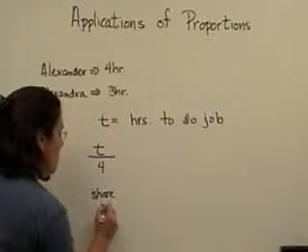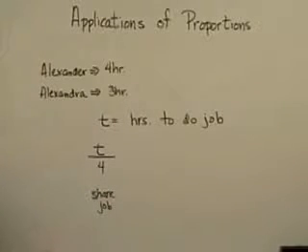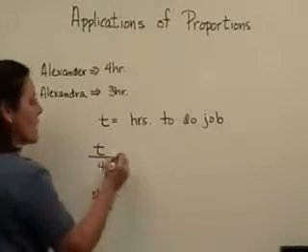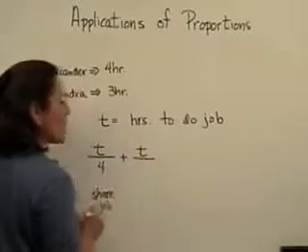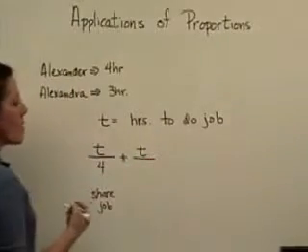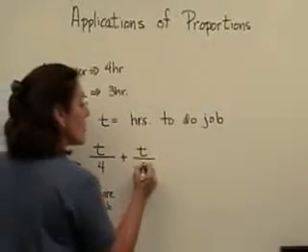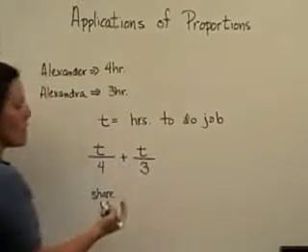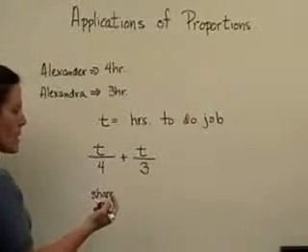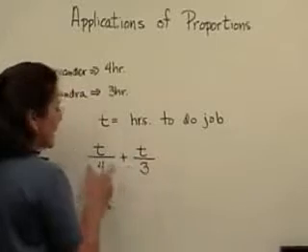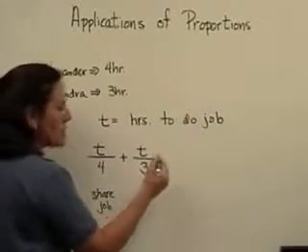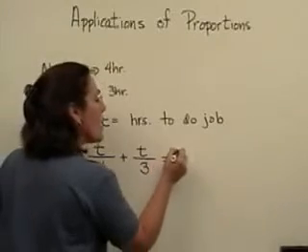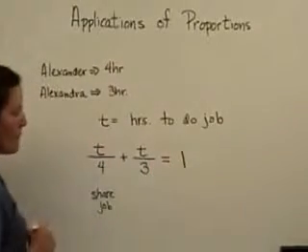of the job. But again, I don't know if he's doing it for 2 hours. I just know he's doing it for T hours, and I need to add that with Alexandra's portion of the job. She's going to work for T hours too. Again, they're working together. She would do T over 3, or that portion of the job. And finally, when you add the portion that he does plus the portion that she does, they need to finish the whole job. That's it.